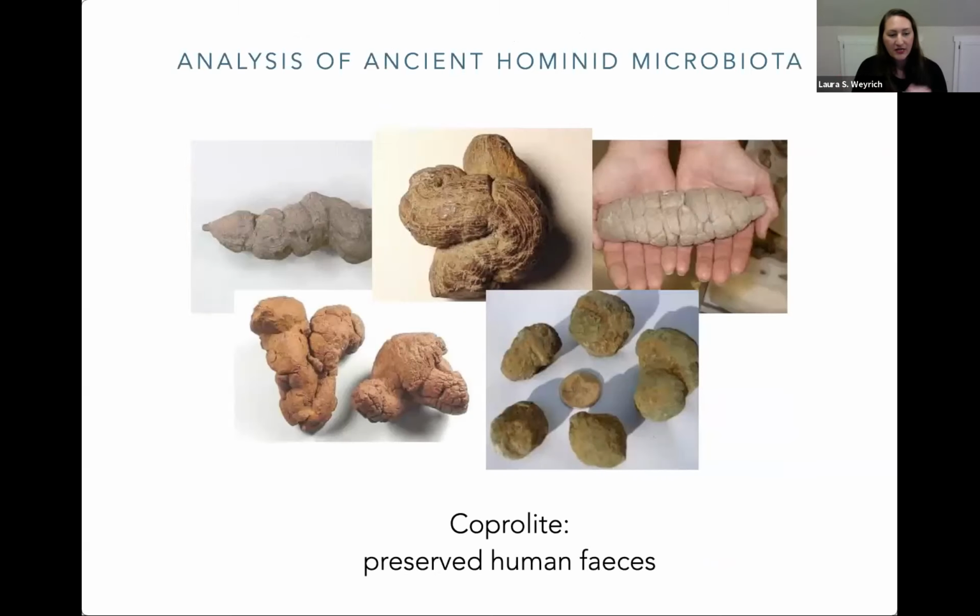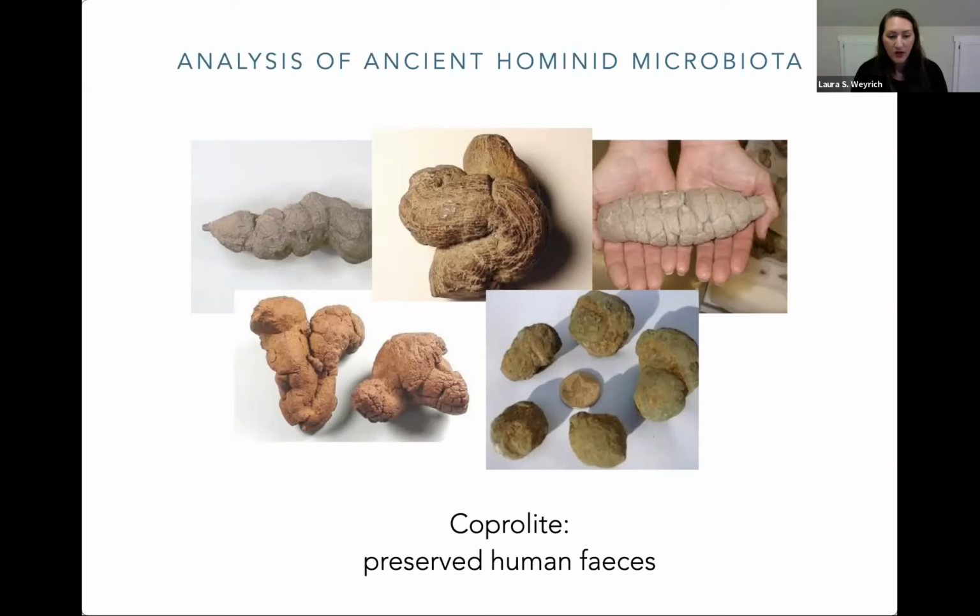And so if we wanted to use ancient DNA analysis to look at the evolutionary history of human microbiota, there are a couple of sample types that we can use. One is coprolites, or preserved human feces. These are exactly what you think, and they're very fun to look at, I think. This would be feces that's deposited by humans and left in a type of environment that allows preservation of the physical structure of it.